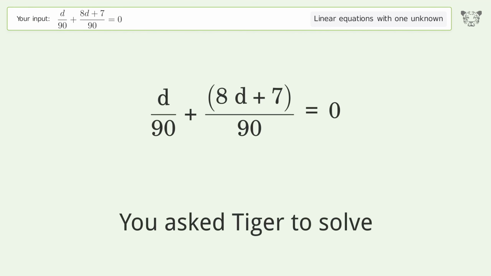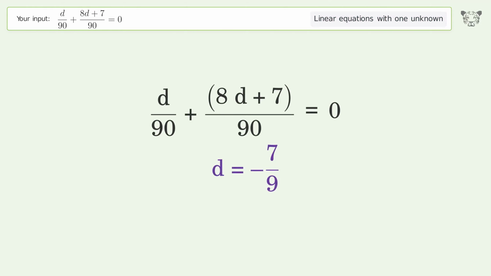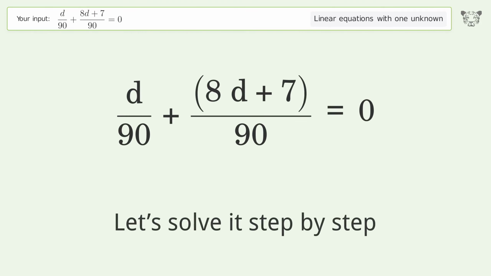You ask Tiger to solve. This deals with linear equations with one unknown. The final result is d equals -7/9. Let's solve it step by step.